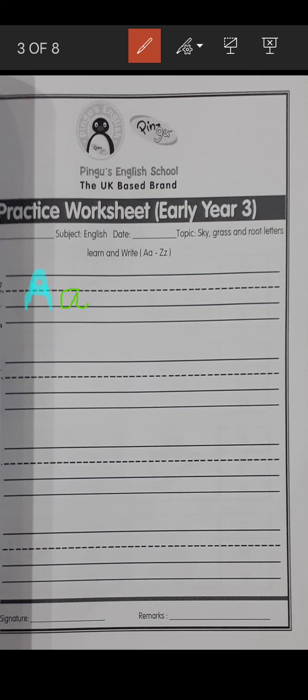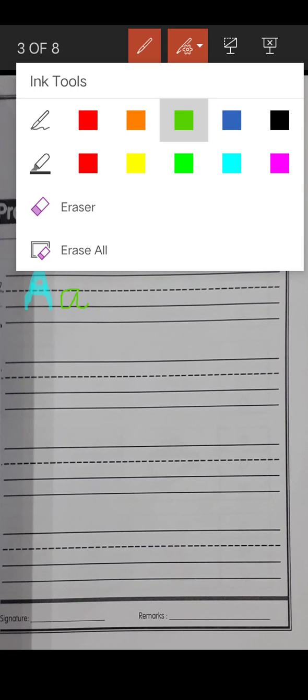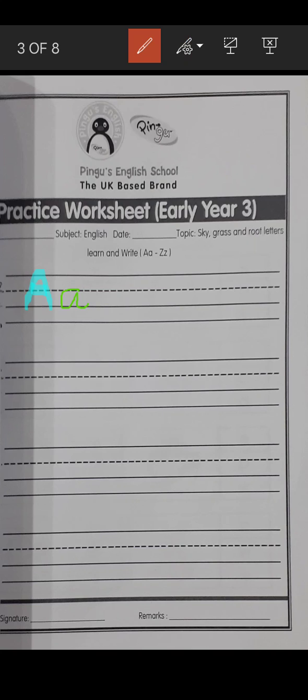Now the next letter is B. As I told you, all the capital letters are sky letters. So write B over here. And is B a sky letter or a grass letter? So I'm going to write B with blue color because it touches the three lines. B is a sky letter.